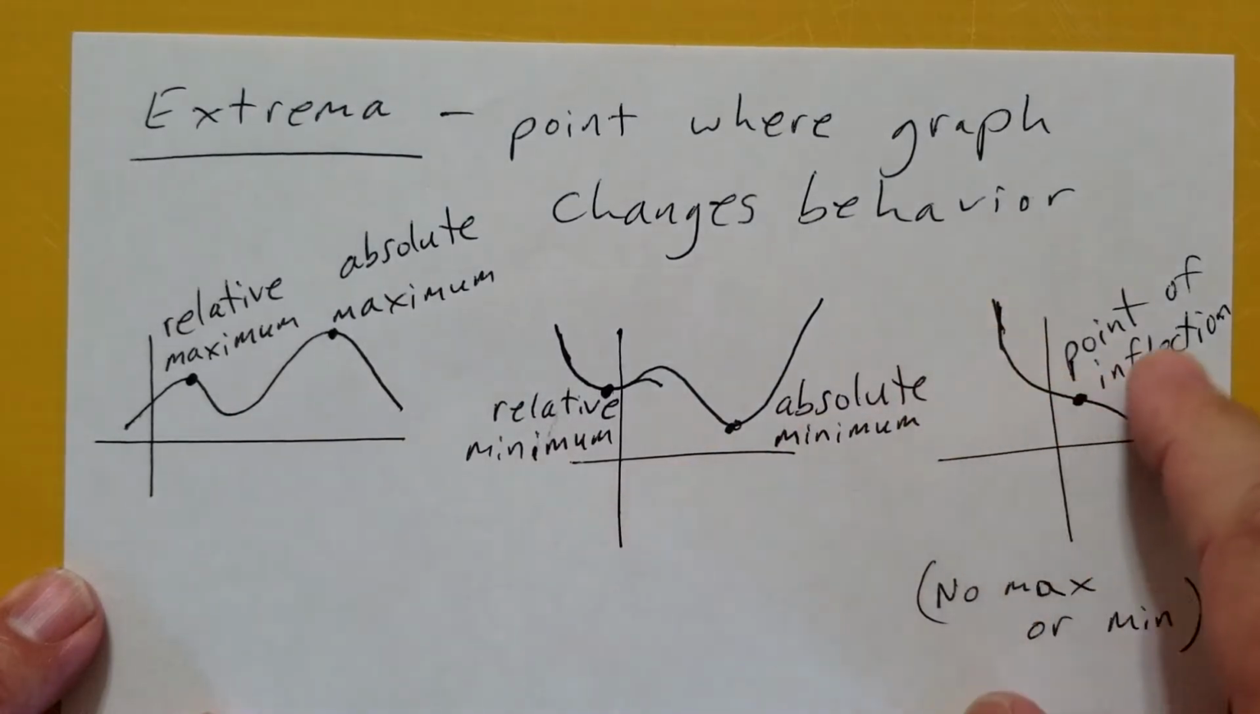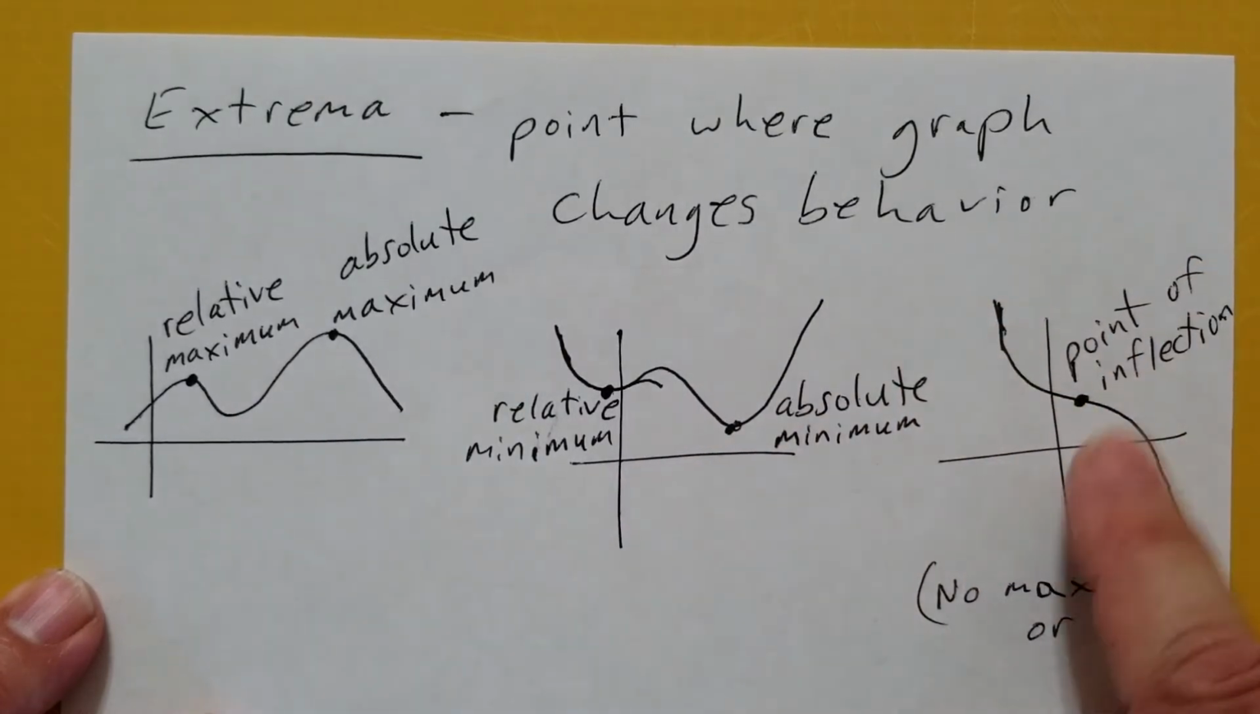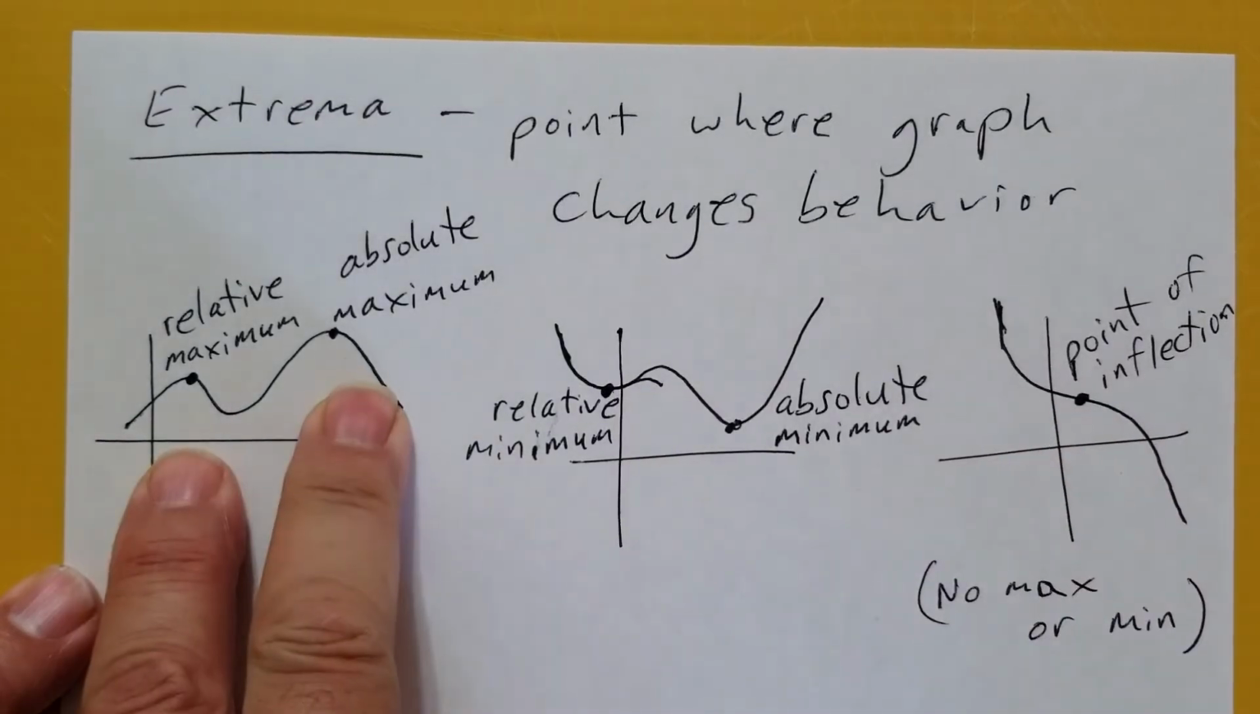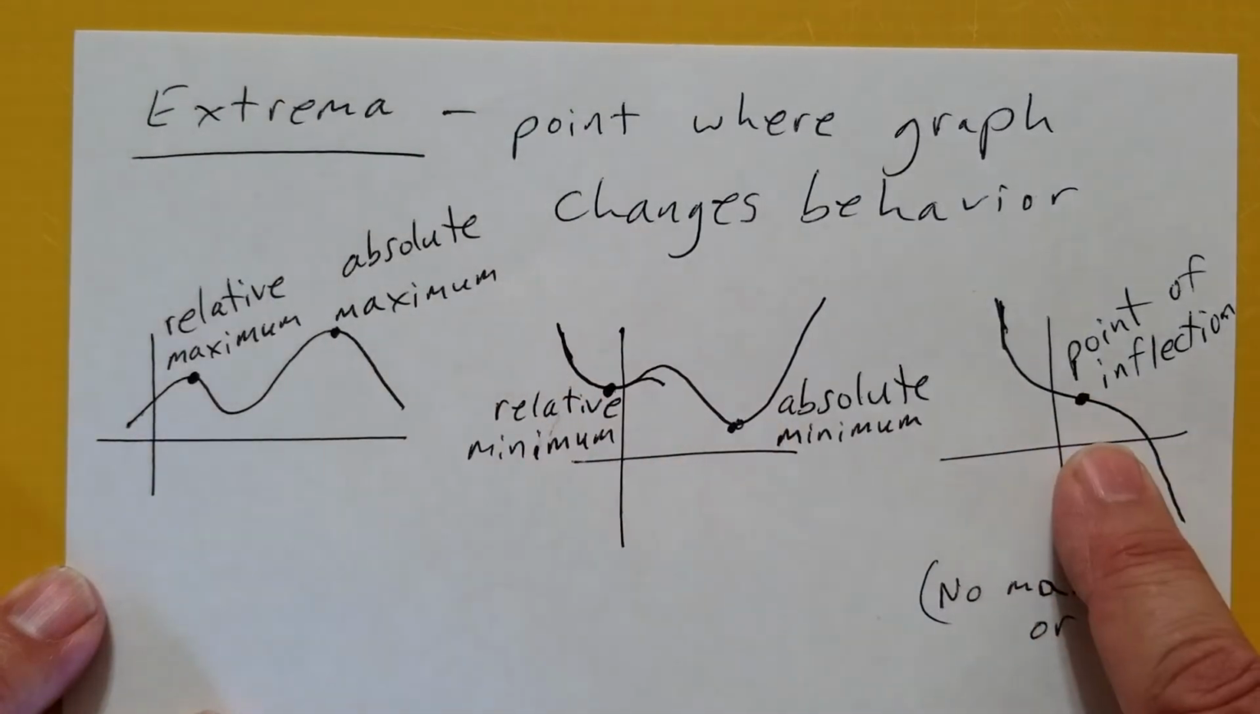It doesn't change directions. It still keeps going down. But there is a change of behavior here, so we call that point of inflection. So maximums, minimums, point of inflection.